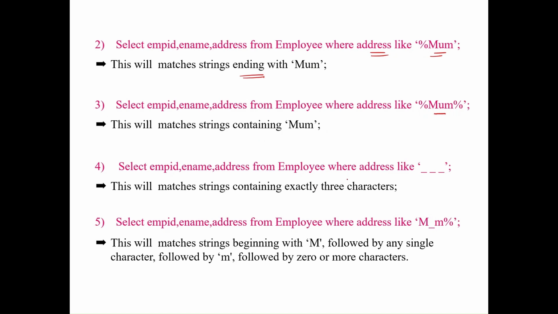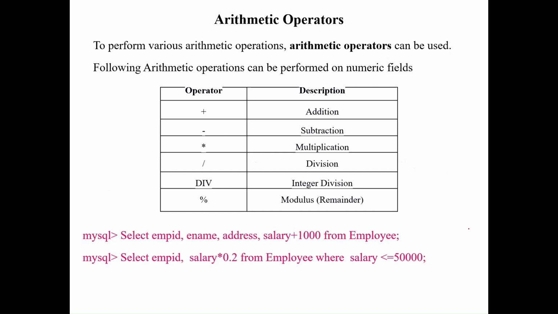Next, if I want to identify only 3-character addresses, then I have to specify 3 underscores. You can specify 3, 4, 5 as per your requirement. If I want to identify all the employee details where the address should start with M, then any character, then small m, and then percent. So in this way, you can specify any characters, you can specify any particular word to satisfy the given condition.